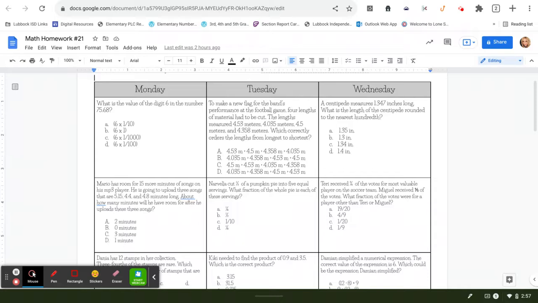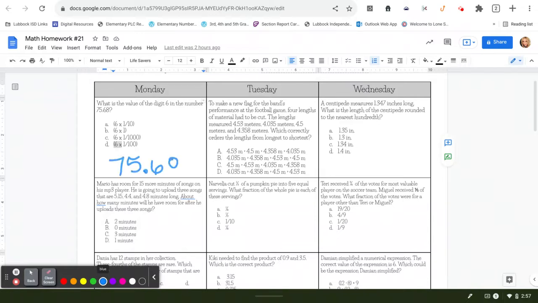Starting with the first one, it says, what is the value of the 6 in the number 75 and 68 hundredths? Oh, it might help if I had a pen, huh? So they're wanting us to look at just that 6. Okay, so we need to see what place value we're in. If this is our ones place, this is our tens, we're going across the decimal point here and we're looking at this 6, which is in our tenths place.